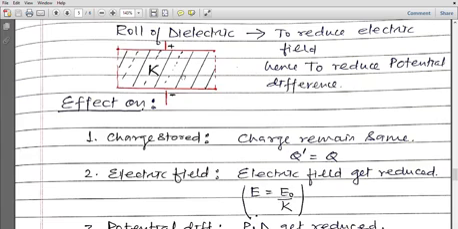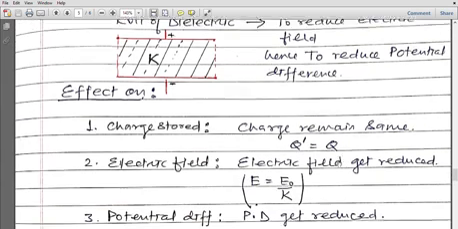As it is not connected with the battery, the charge that was there before inserting the dielectric slab will be retained, or remain on the capacitor even after the dielectric slab is inserted. So charge remains the same. Q dash is equal to Q.